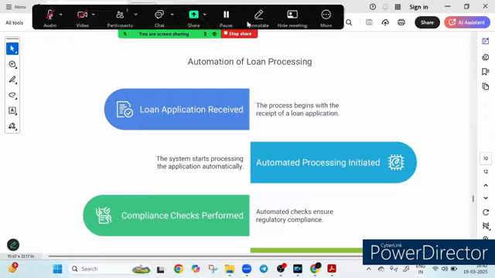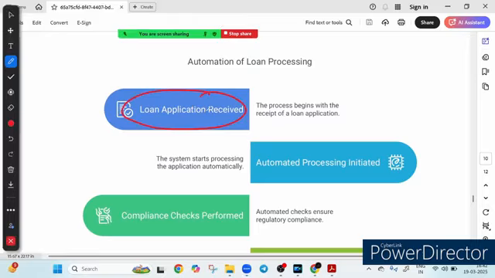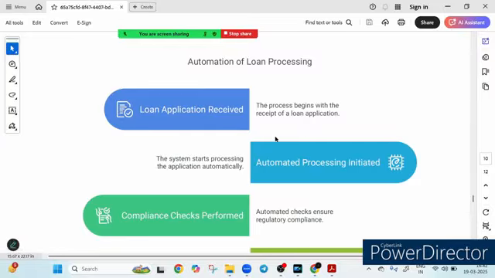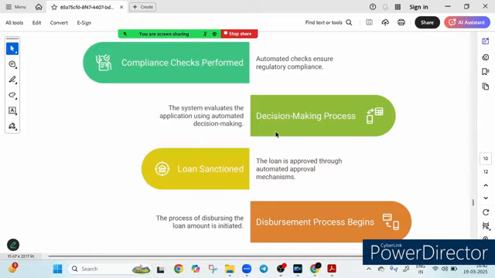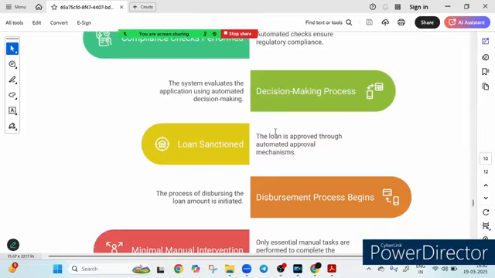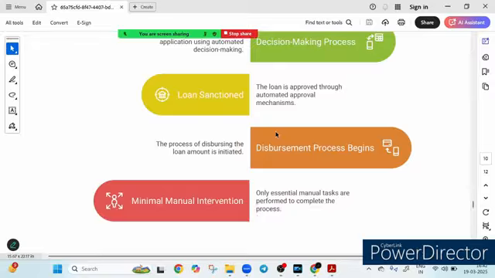First thing is that the loan application is received, right, which means this journey begins as soon as the loan application is received. Then automated processing is initiated, no waiting around, the system automatically starts processing the application in real time. Then compliance check is performed. So basically automated tools jump in to conduct regulatory checks, ensuring everything complies with the rules. Then the decision making process. The system now evaluates the application and makes decisions based on preset logic and credit rules, fast and objective. Then the loan is sanctioned. Basically once cleared, the loan gets sanctioned through an automated approval workflow, and the disbursement process begins. Funds are ready to flow. The system initiates the disbursement process efficiently.